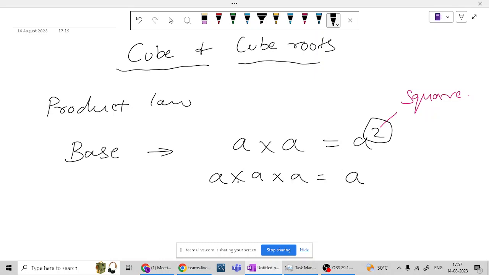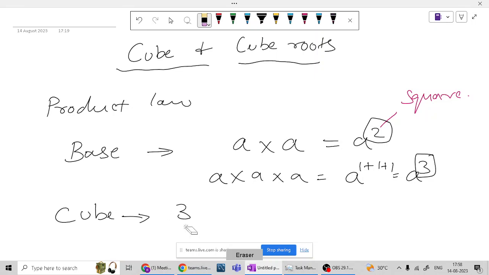Yeah, cube 3 times. Okay, so A is common from here, and the degree for all the three is 1. 1 plus 1 plus 1 is 3. A to the power of 3. This is known as cube. Anything to the power of 3 is cube, or when you multiply the base 3 times, we call it as cube. Multiply the same base thrice, we call it as cube.